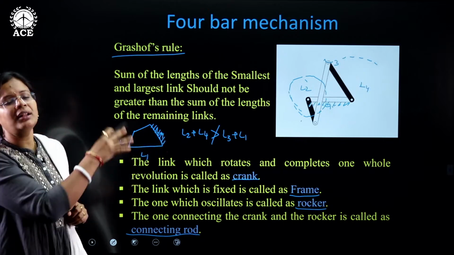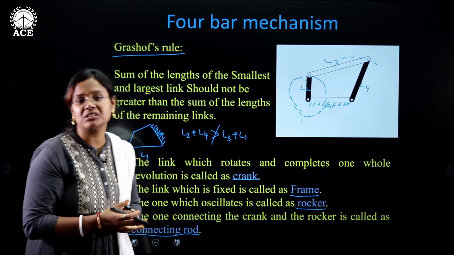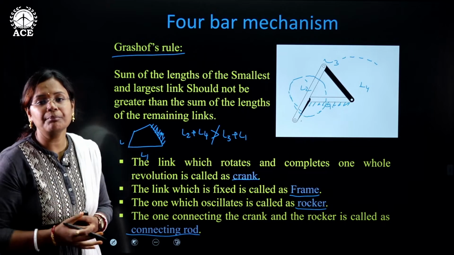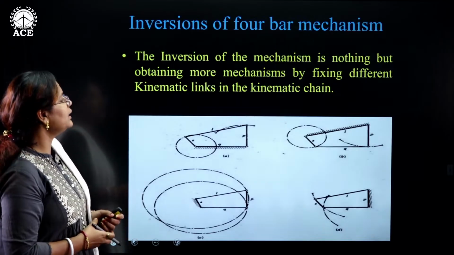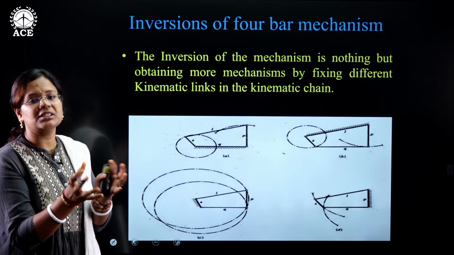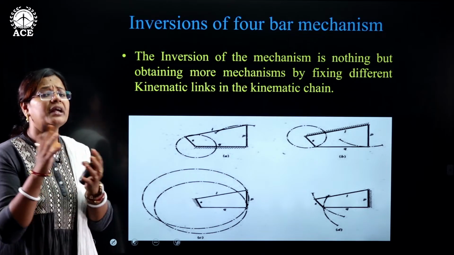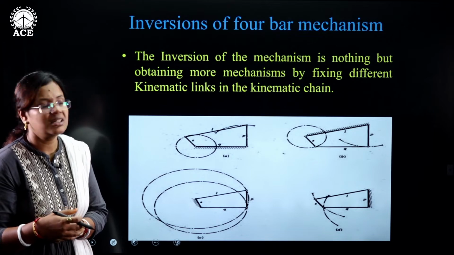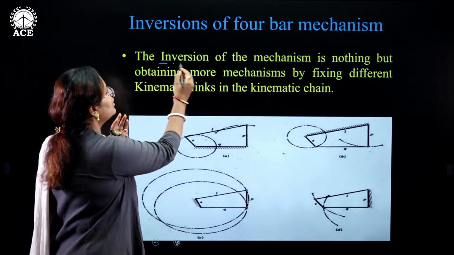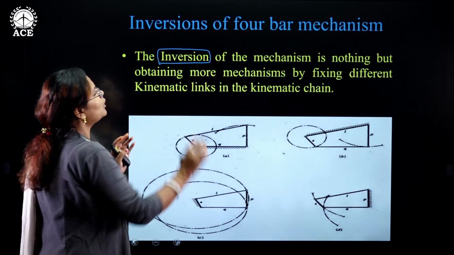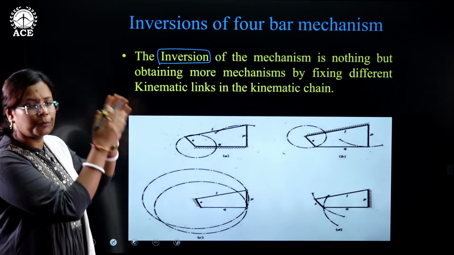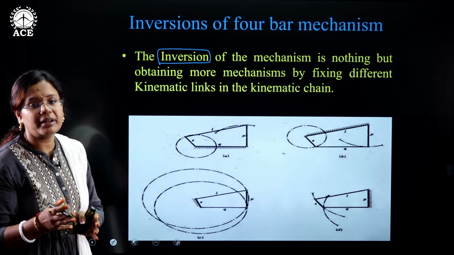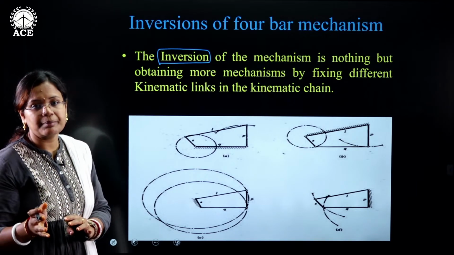Now, will the behavior of all these 4 different kinds of link fixation give the same behavior? Of course not. So they came up with the idea of changing the fixation of each link and obtaining different numbers of mechanisms. That particular thing comes under the topic called inversion of a mechanism. This is there for the 4-bar mechanism, single slider crank mechanism, and double slider crank mechanism.